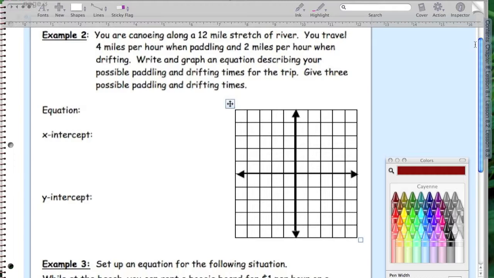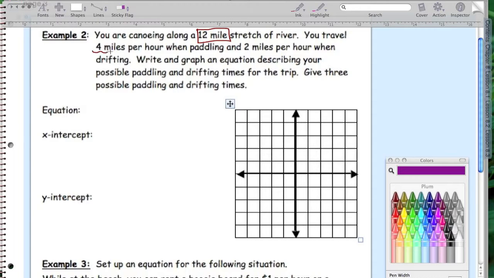Okay, so this is like a real-life example of where an equation could come in handy. Whether you'd use it or not, it's a different story in this situation, but we're going to see how we can use an equation to model a real-life situation. So we want to identify a few key things they tell us. They're telling us that we are using a 12-mile stretch of river to cover in our canoe. So we're covering a 12-mile stretch of river total distance.